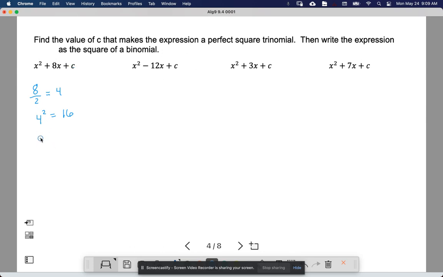So here we have all together x squared plus 8x plus our 16. And again, we're going to write it as an expression of the square of a binomial. So our square of our binomial, we'd just be checking it, factoring it down. So that comes out to x plus 4.